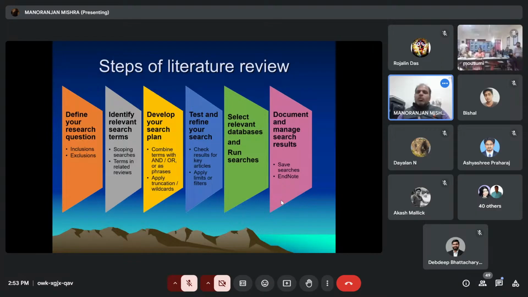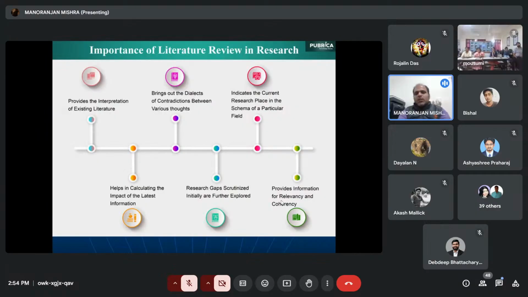It provides interpretations of the existing literature, helps in calculating the impact of the latest information, and brings out the dialectics of contradictions between various thoughts. There will be comparing and contrasting, so a lot of things. There may be narratives developed from social science, or many hypotheses, many philosophies. You can see how they are counteracting each other.